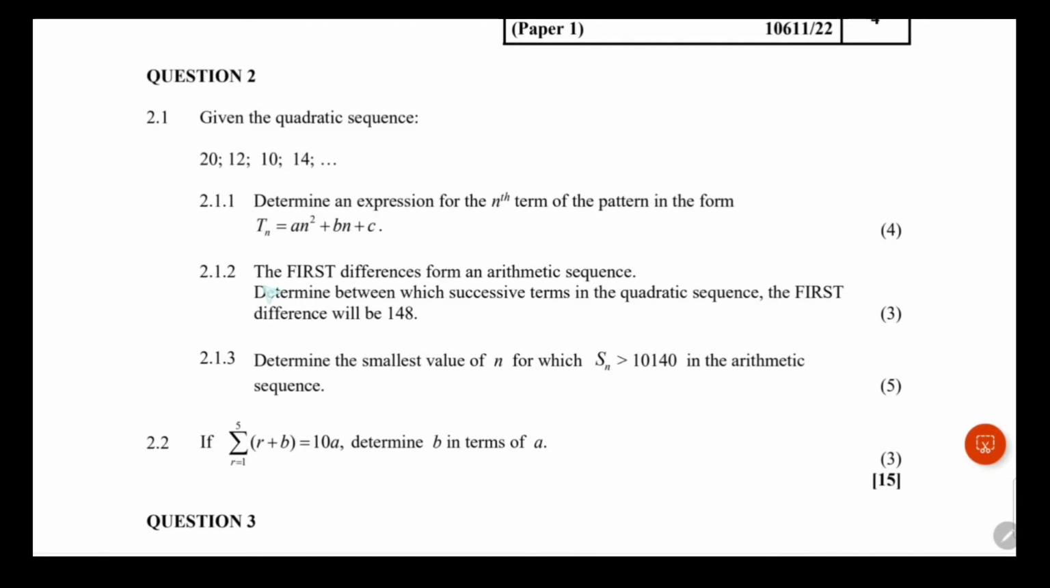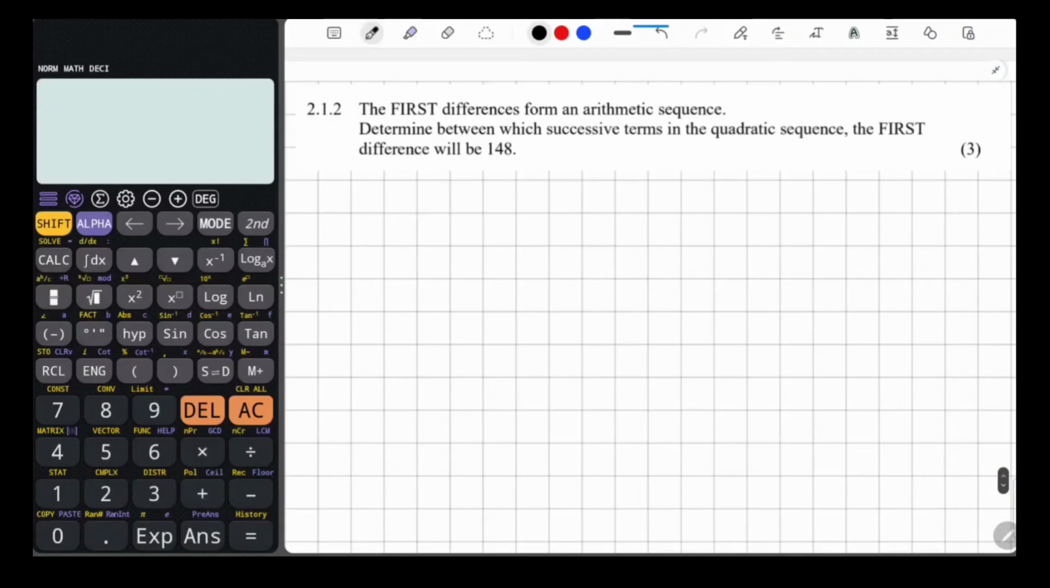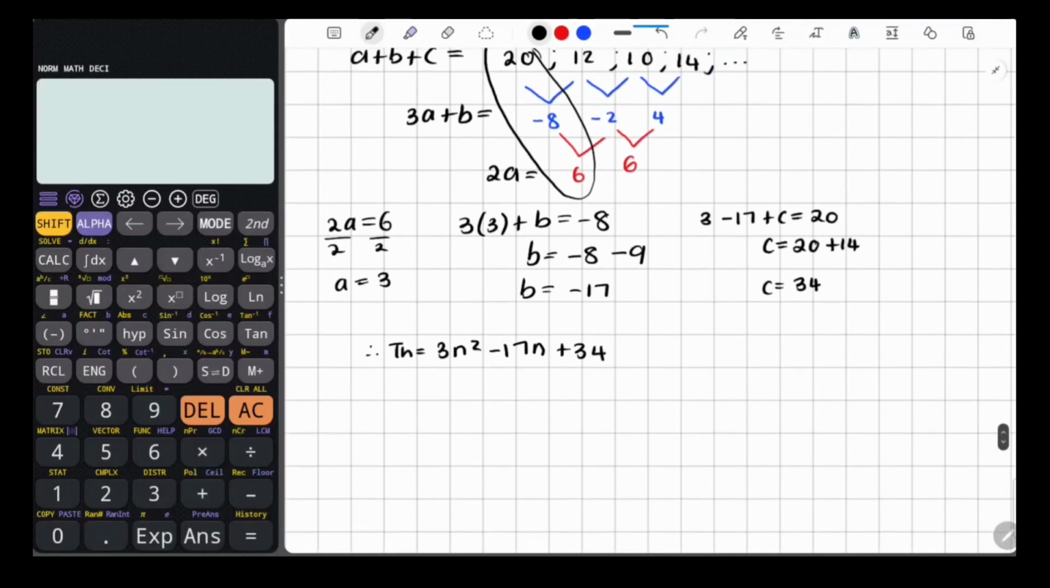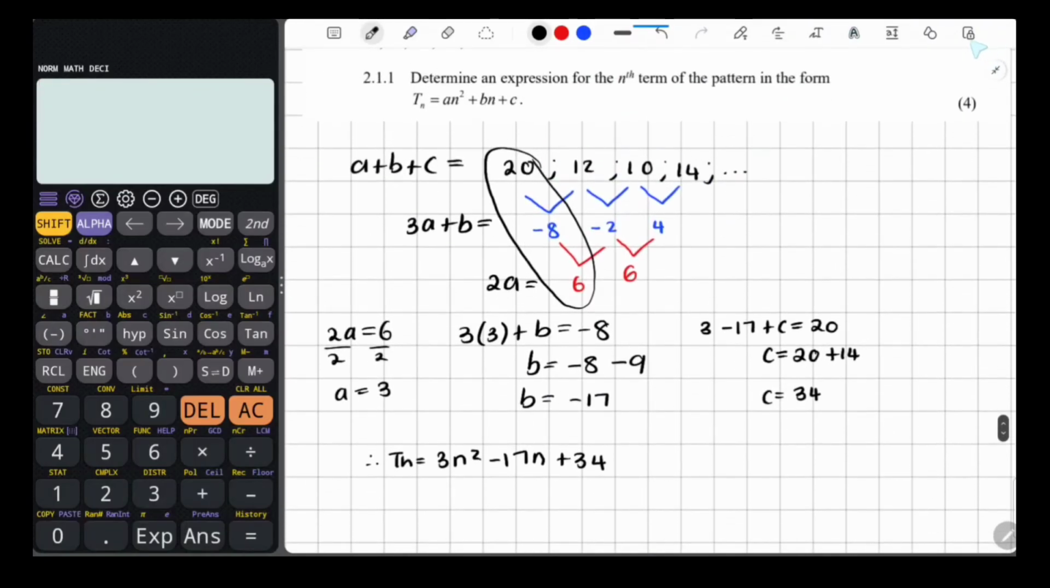So the next question says, the first differences form an arithmetic sequence, like it always does. Determine between which successive terms, so successive, they come after each other, in the quadratic sequence the first difference will be 148. Okay, let's take on that question. Let's look at the pattern so that this can make more sense.